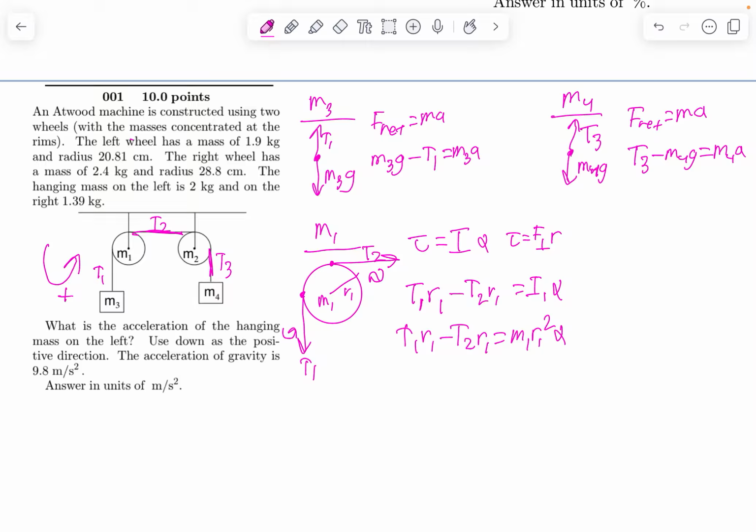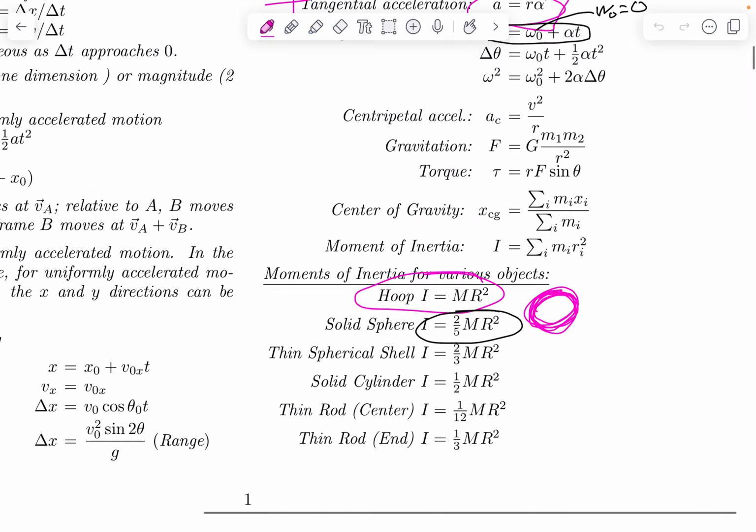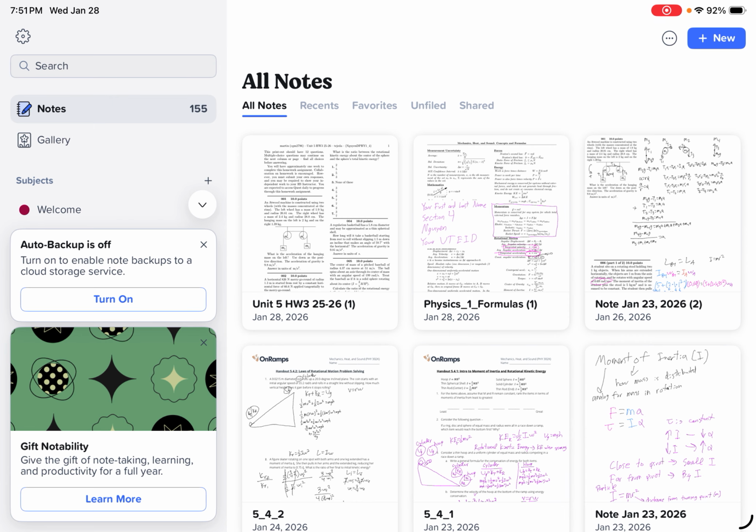Okay, but if we're looking for acceleration, they ask specifically for the acceleration of the hanging mass on the left, but everything's connected together, so they'll all have the same acceleration. We want acceleration, that's A, but our equation has alpha, so we have to turn that alpha into an A. The way we do that is with this equation on your formula chart: A is equal to R alpha.